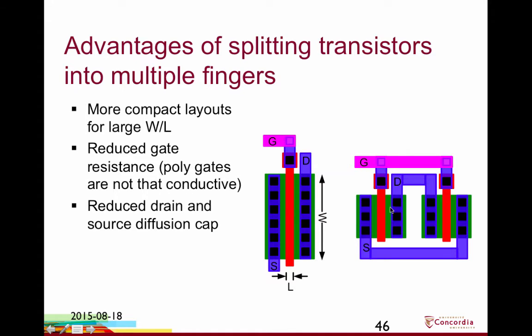Now, in both of these layouts, we could contact the gate from both sides, and we could route current to the far side through a much more conductive metal. Nevertheless, splitting into two fingers would reduce the gate resistance by a factor of 4.